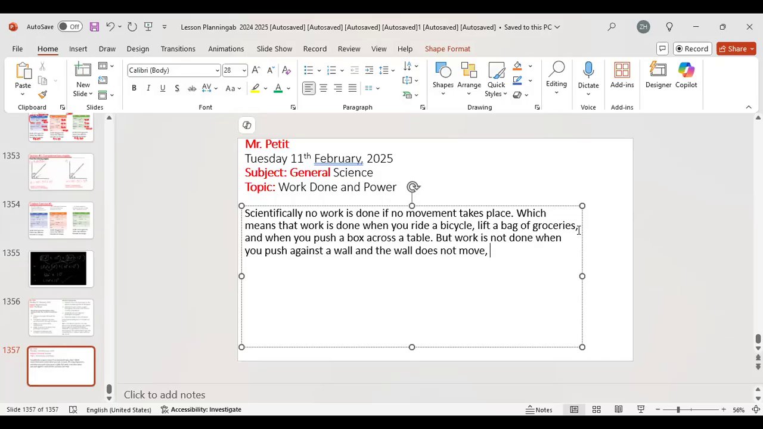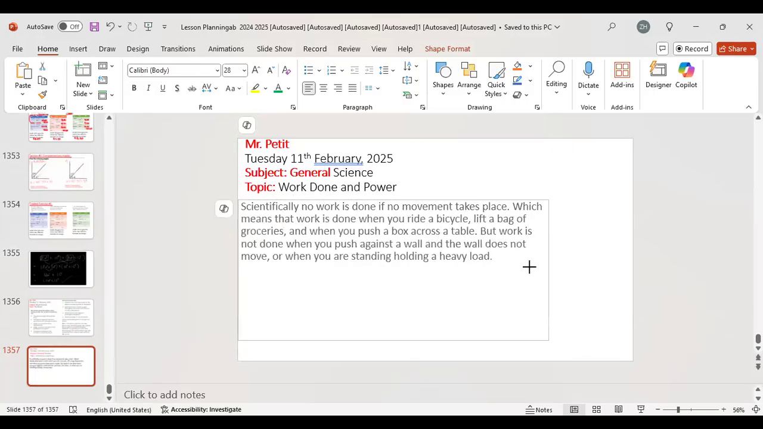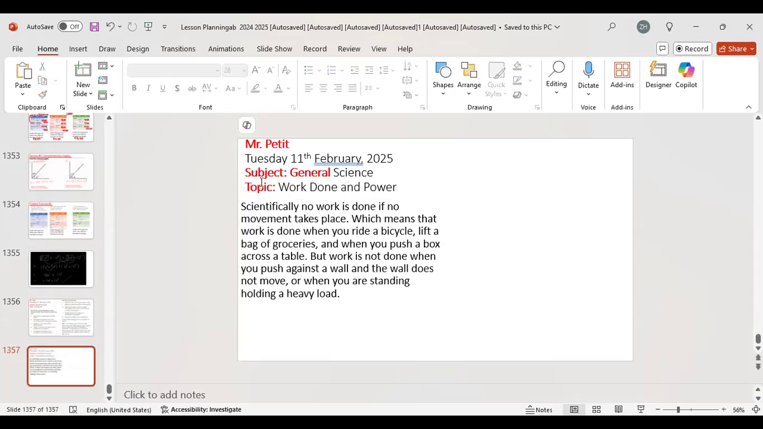Because you're trying to push a whole house, or when you are standing holding a heavy load. So, Mr. Petit, even if you put all your force into the wall, and the wall does not move, no work is done.